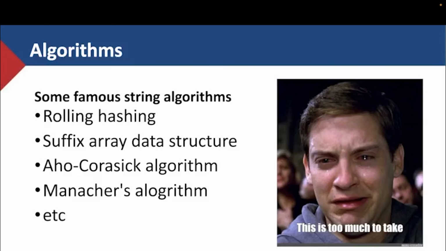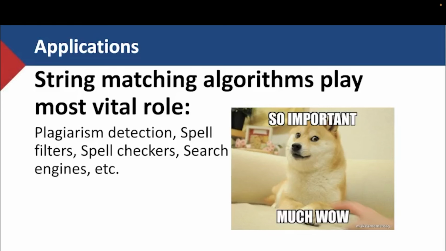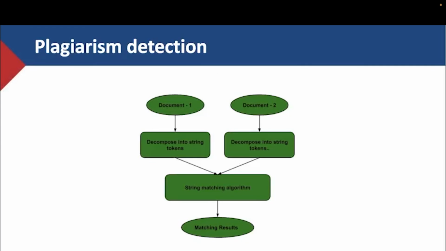In real-world applications, string matching plays the most vital role. For instance, plagiarism detection, spell checkers, spam filters, search engines, etc. They have various forms of applied models, but they all use string matching. I'm going to show some of the models in those areas. Below here is how plagiarism detection like Turnitin works. Documents are decomposed into fragments and then compared by algorithms. The algorithm will check the similarities and decide if the document is unique or not.